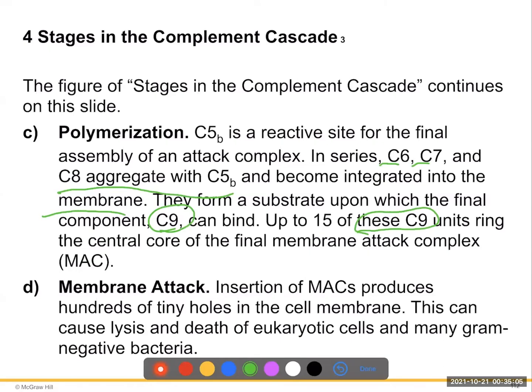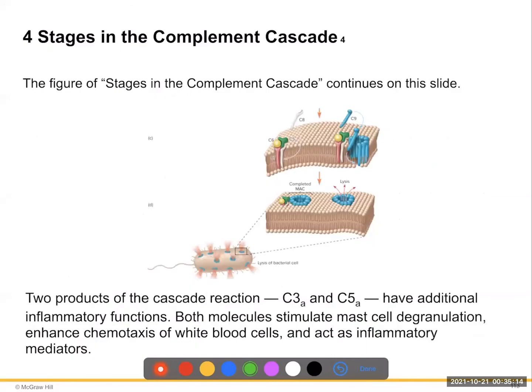Okay, these produce hundreds of tiny holes in the cell membrane, causing cell lysis and death of eukaryotic cells and many gram-negative bacteria. This is what they do. They form these spikes, and as these spikes come together, they group into this ring and form holes in the bacterial cell wall membrane. And these little holes in the cell wall and membrane allow the cell components to leak out and basically kill the bacterial cell.